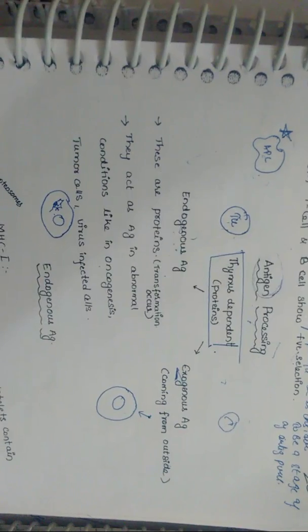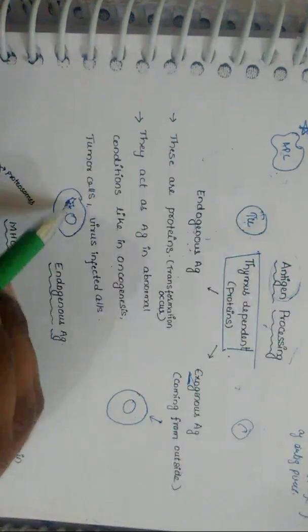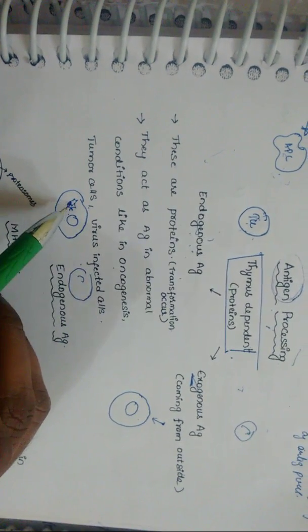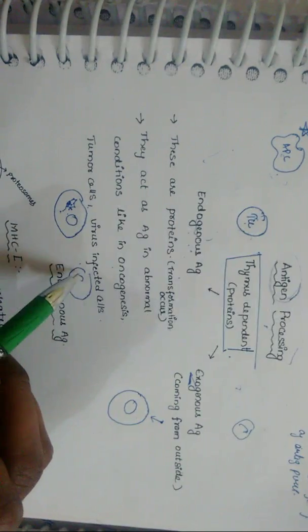Now let us understand the proper way of how this endogenous antigen which is present in the cell is given to the T cell. How is the antigen which is present in the cell presented to this beautiful T cell? Before going into the mechanism, you should know some things regarding this, and that is MHC.